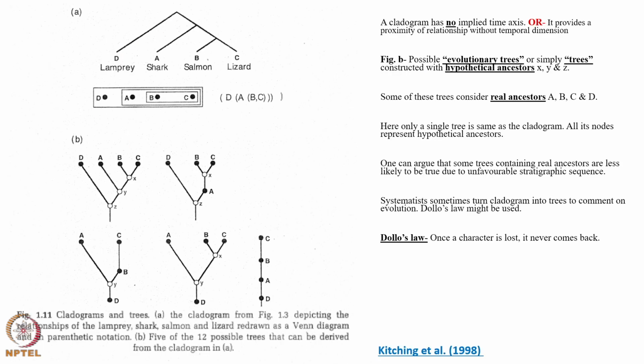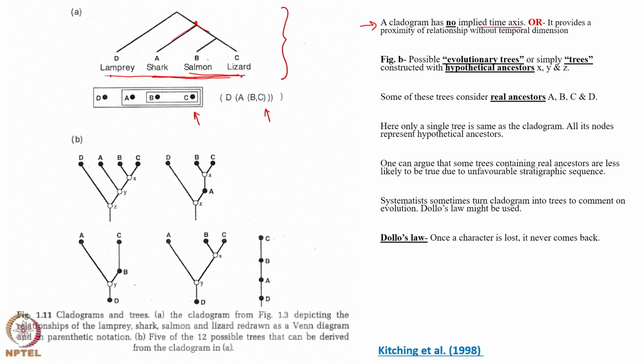In the beginning, I referred that a cladogram has no implied time axis, and if this is so, our very first example can also be presented in this way: lamprey D, shark A, salmon B and lizard C. This is the Venn diagram presentation. B and C can be grouped together, B, C, A can be grouped together because they have a common ancestor, and all of them come under the same rectangle, and this is a nested parenthesis approach of presenting.